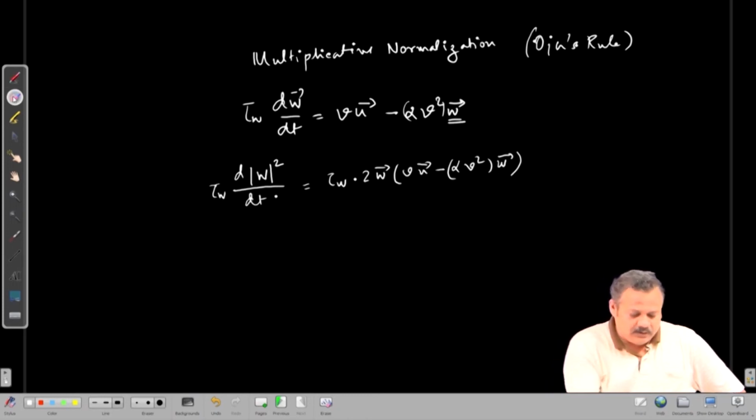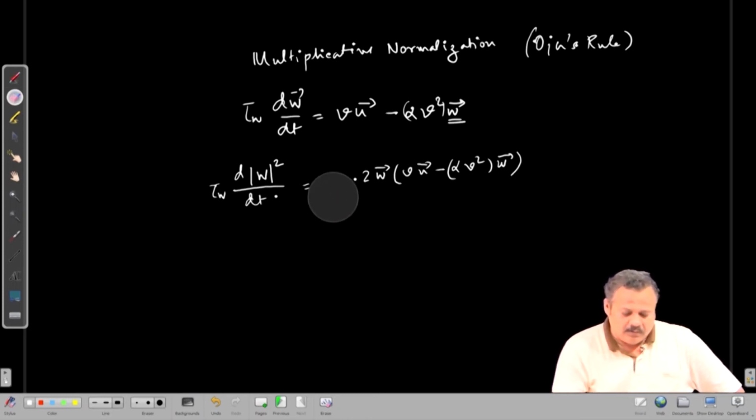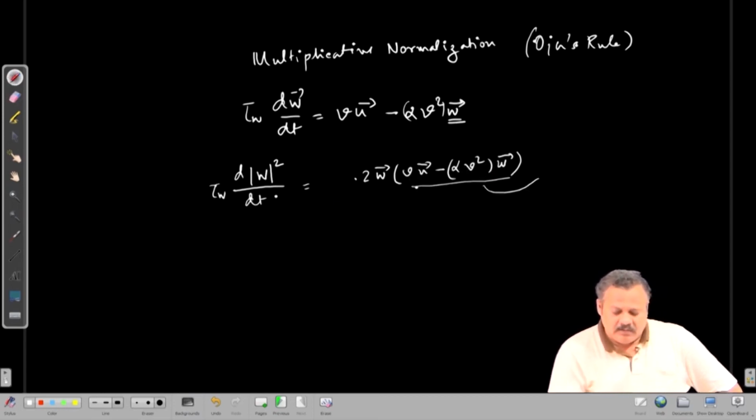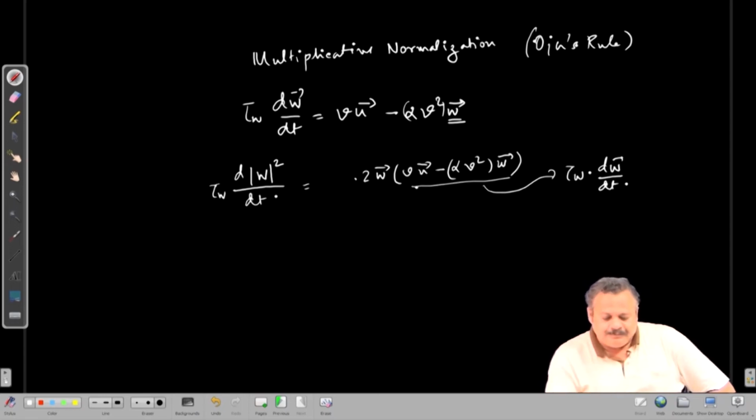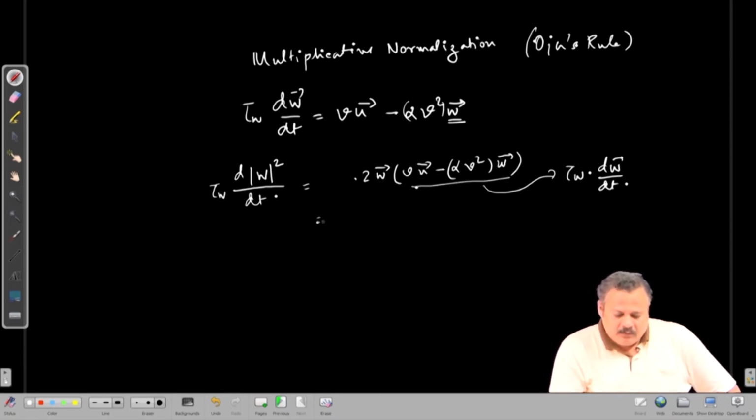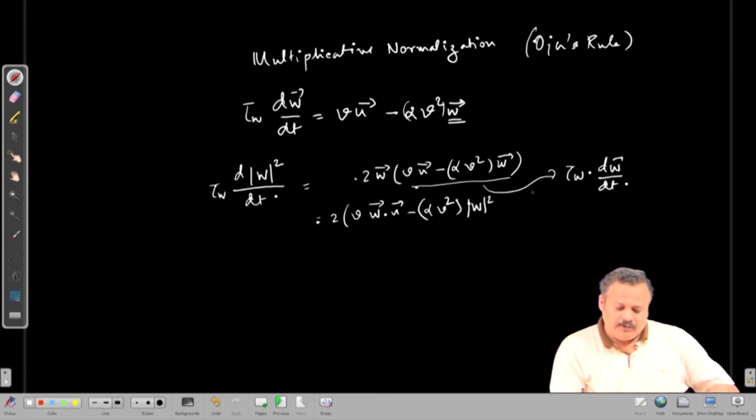Okay, sorry, the tau w can be dropped because this is our tau w into dw dt. Then what we have here is twice our V into W dot U minus alpha V square into W dot W, which is simply the norm of W.